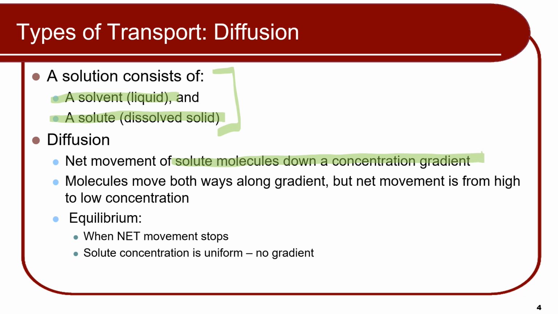Diffusion is the movement of solute down a concentration gradient from where there's more to where there's less. Things will go in both ways, but the overall change is going to be from where there's more, where they're high, to low. Equilibrium is when the concentration is equal on both sides, and then you get no additional net movement because the concentration is equal on each side.